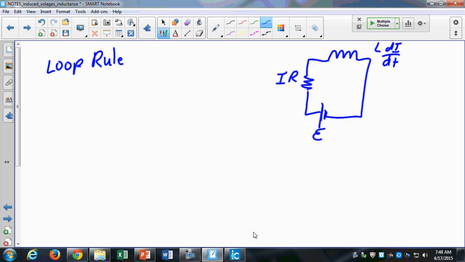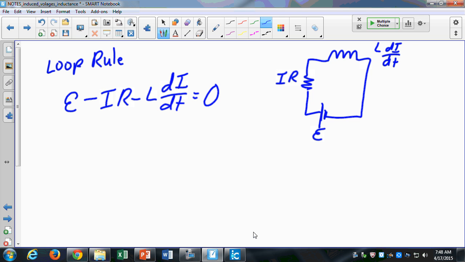So I have 3 elements in this circuit, and the EMF of each is changing. Or rather, I have a voltage drop across each one, and I can do my loop rule by this. If I go around, it's going to be E, that's just the EMF of the battery, minus IR minus L di dt. And this is all equal to 0.